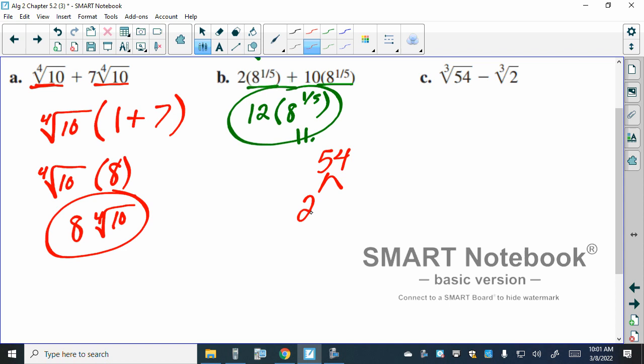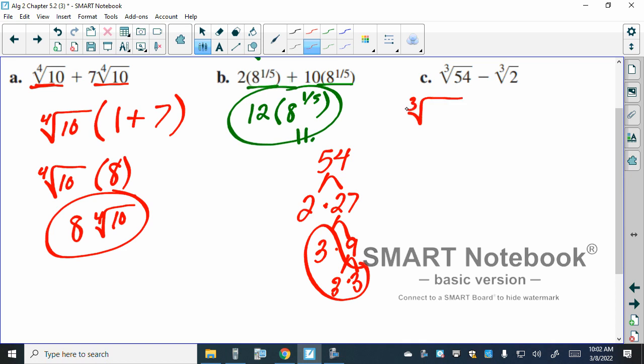Yes, because 2 is a factor of 54 if we did the factor tree. We could say that would be 2 times 27. Well, 27 isn't divisible by 2 anymore, but it is divisible by 3, and 9 is. Well, we have 3 threes, and we have a 2.